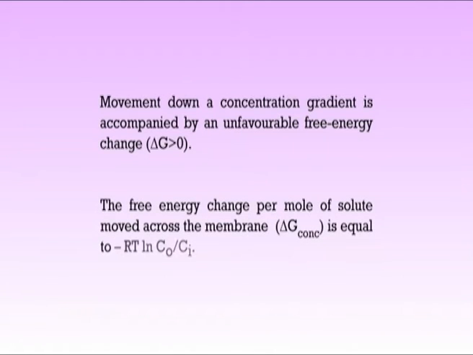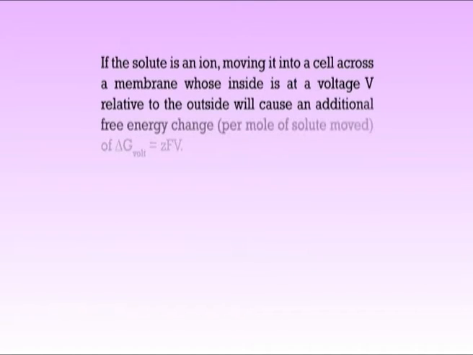The free energy change per mole of solute moved through the membrane, which we call delta G concentration, is equal to minus RT ln Co by Ci. If the solute is an ion, moving it into a cell across a membrane whose inside is at a voltage V relative to the outside will cause an additional free energy change per mole of solute moved, delta G volt, equal to ZFV.